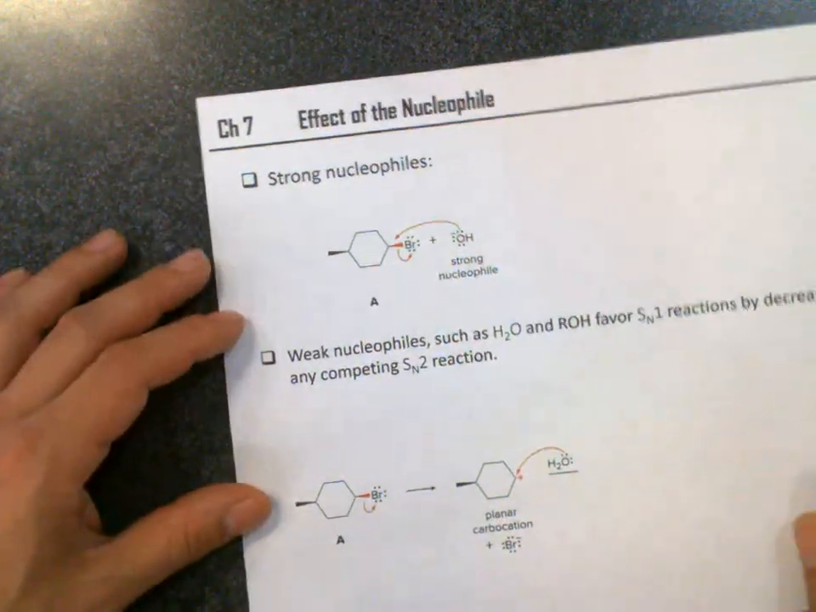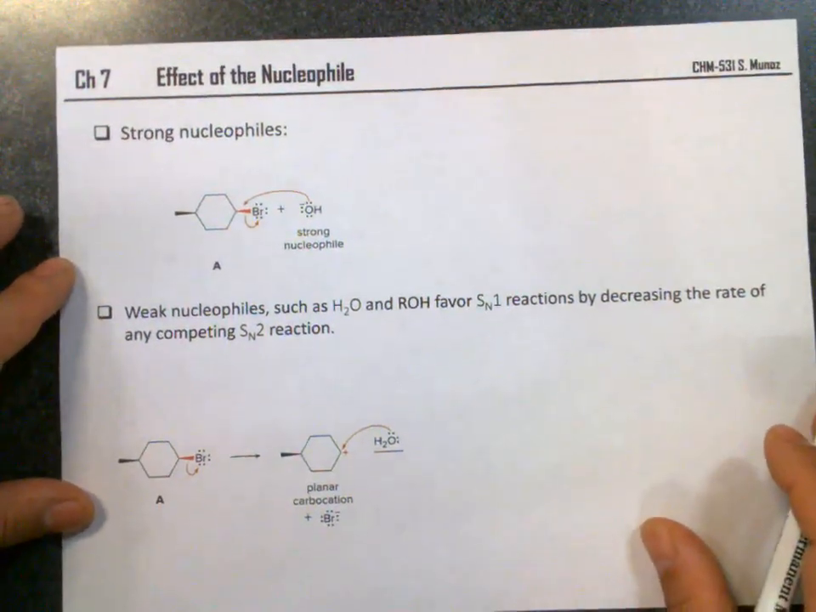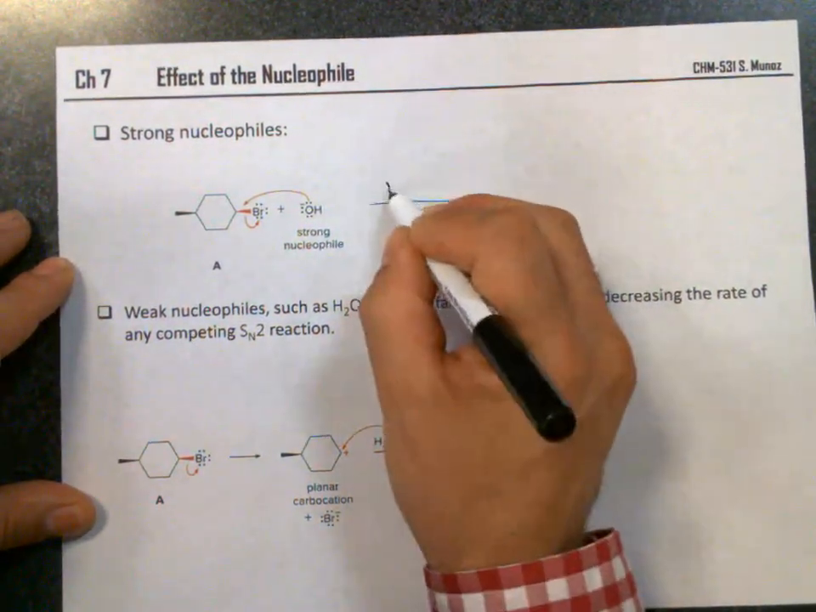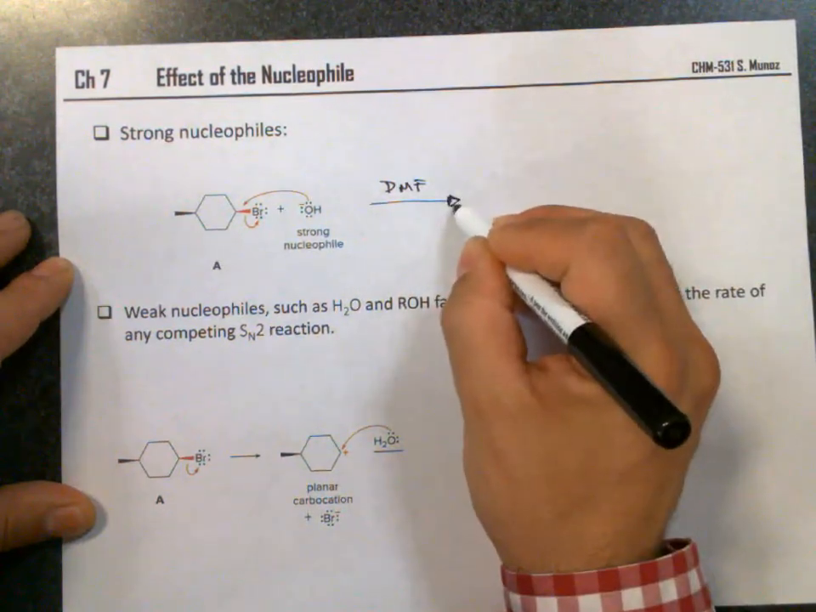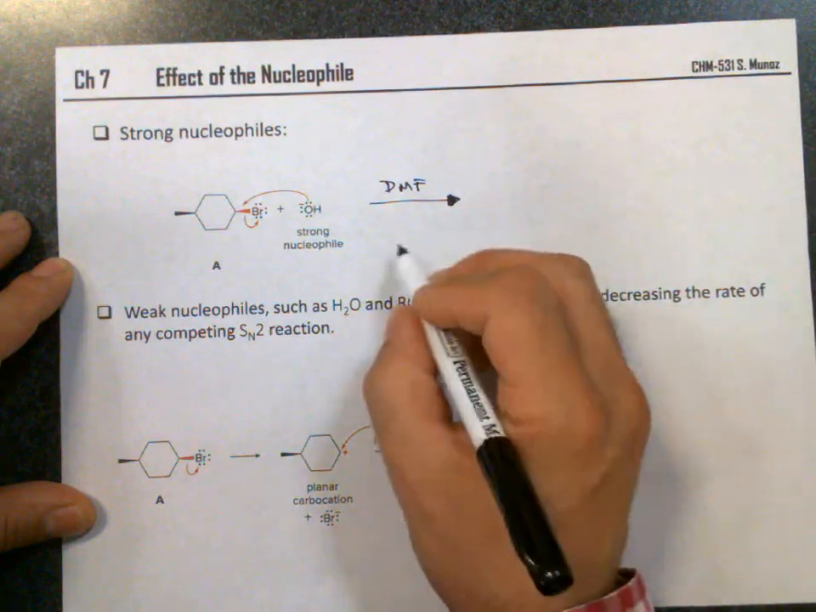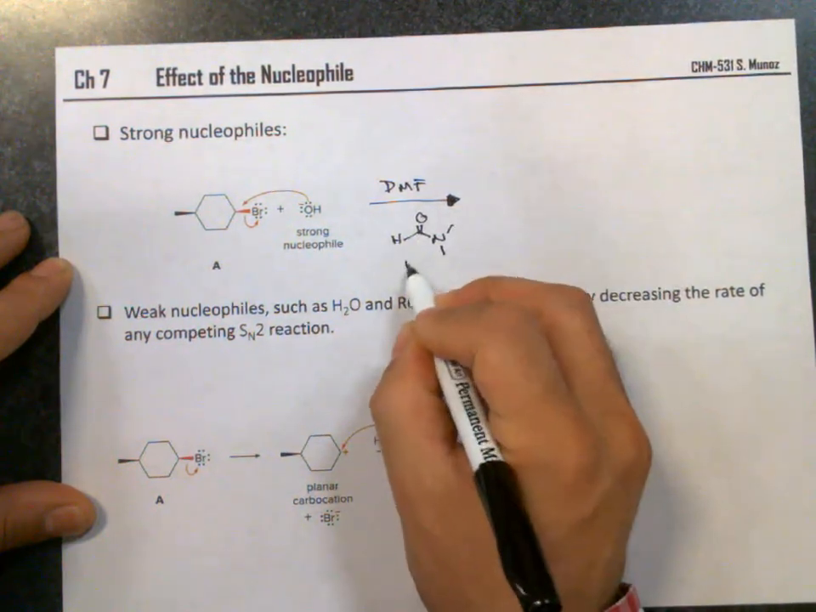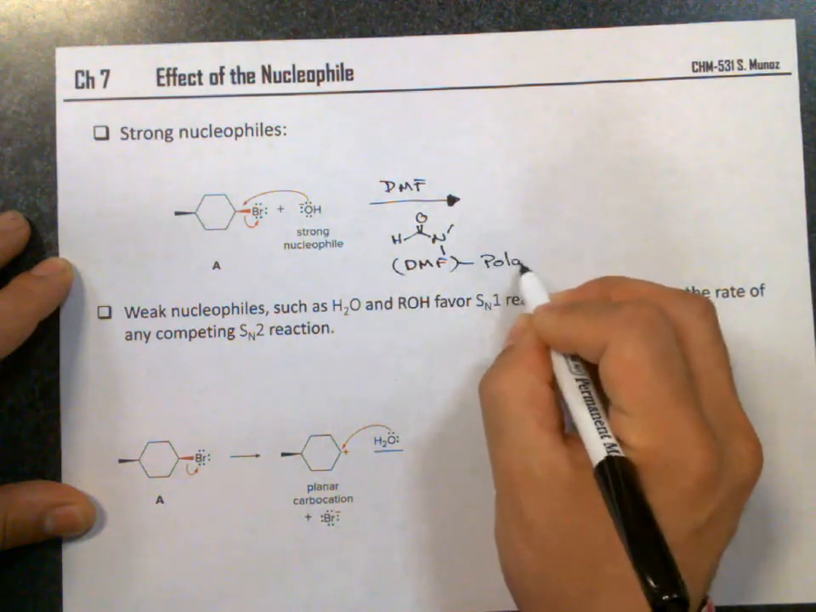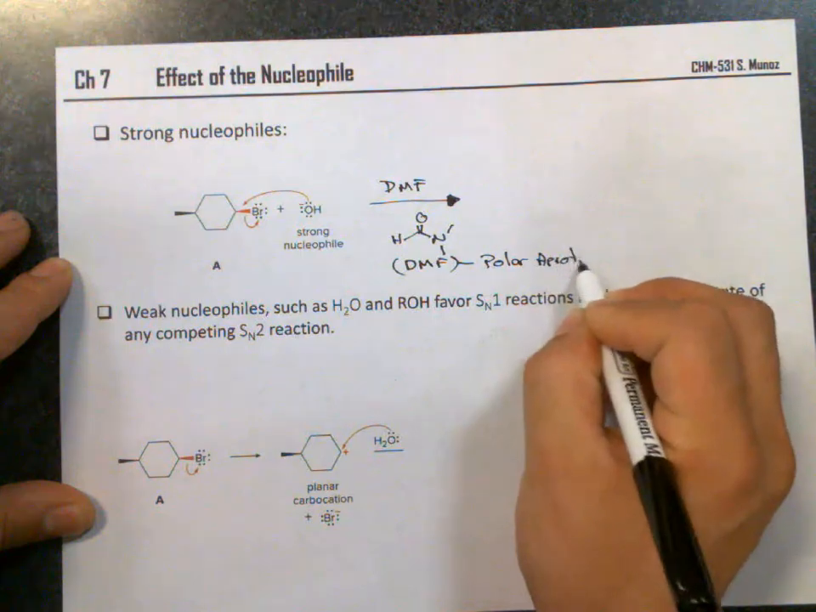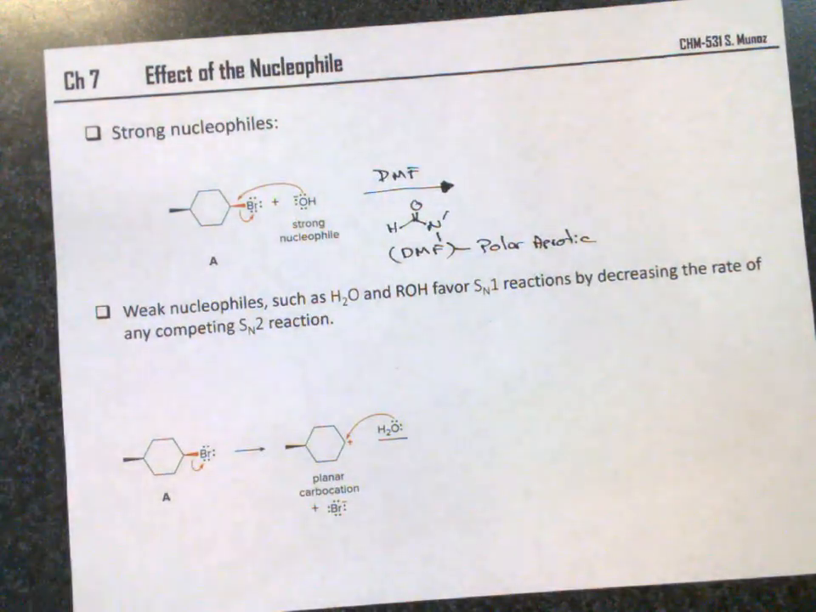For example, strong nucleophile, we have hydroxide. Let's assume I have DMF as solvent. And I would really like you to know the structure of DMF. I'm just going to draw it right here. Dimethylformamide. It's a polar aprotic solvent. And we have a nucleophile. What do we expect, SN1 or SN2?